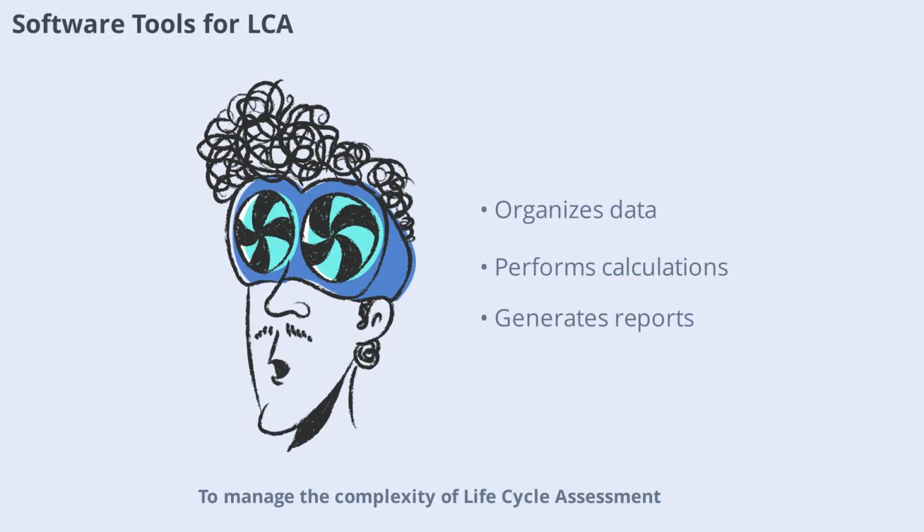To manage the complexity of life cycle assessment, engineers often use specialized software tools. These programs help organize data, perform calculations, and generate reports. Popular LCA software includes SimaPro, GaBi, and OpenLCA. By leveraging these tools, engineers can conduct more efficient and consistent assessments, even for large and complex projects.